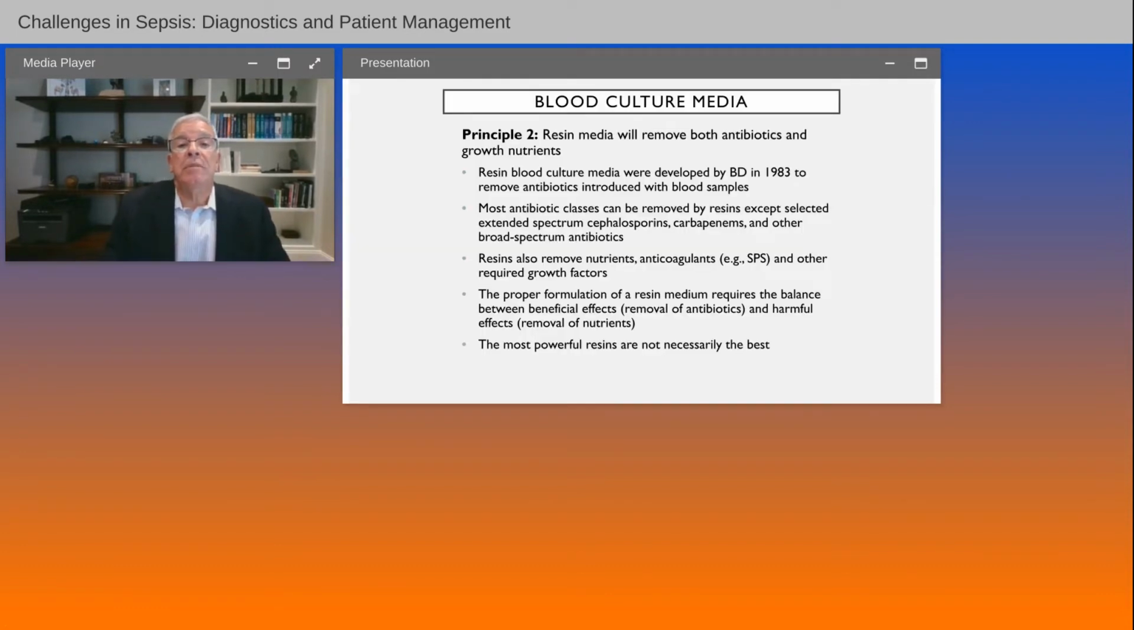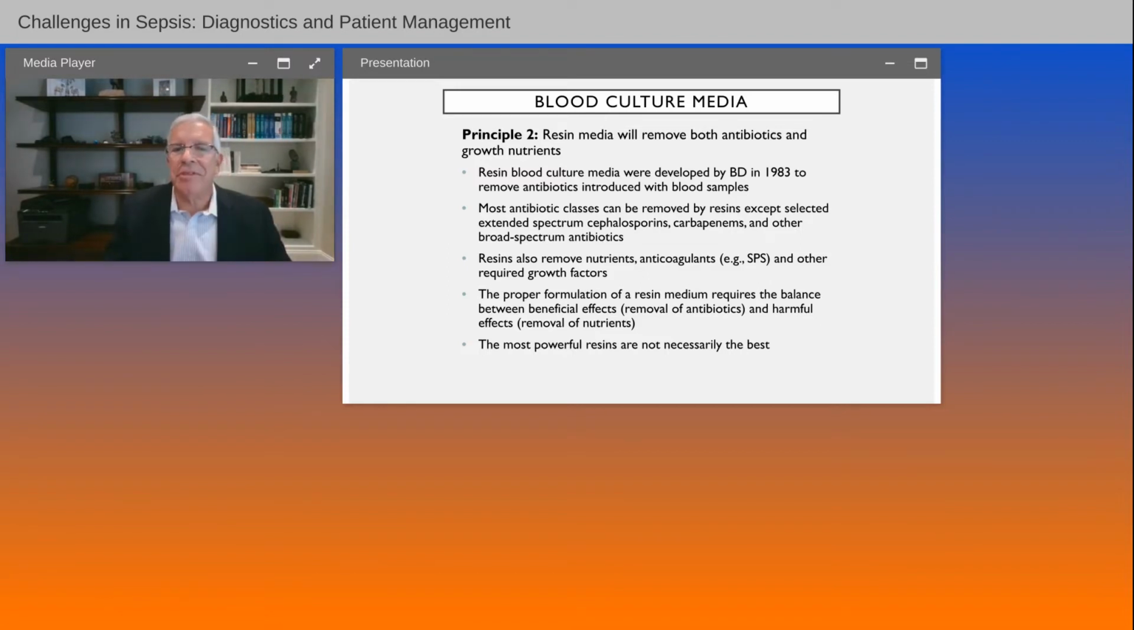The second is that resins remove both antibiotics and growth nutrients. BD introduced resin media 40 years ago. And what we found is that it is important for removing selected antibiotics, not all antibiotics, as the earlier slide demonstrated, but it is important to remove many of the antibiotics. But we also know that it removes nutrients, anticoagulants, and other required growth factors. And so it's important in the manufacturing of the media to have the right complement of nutrients in order to overcome this adverse effect of the resins.